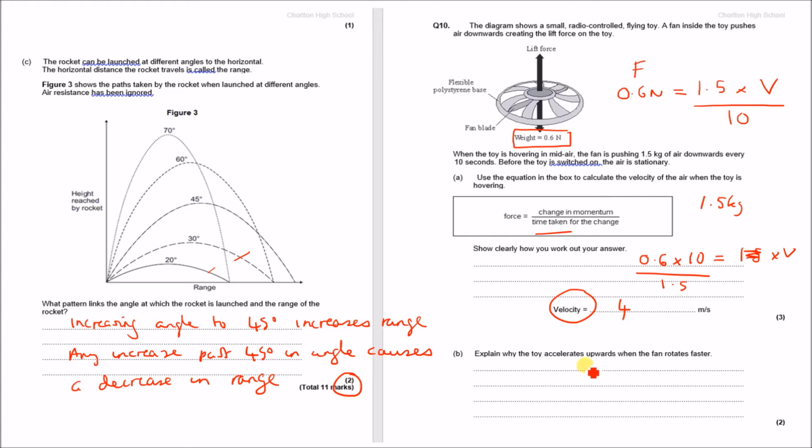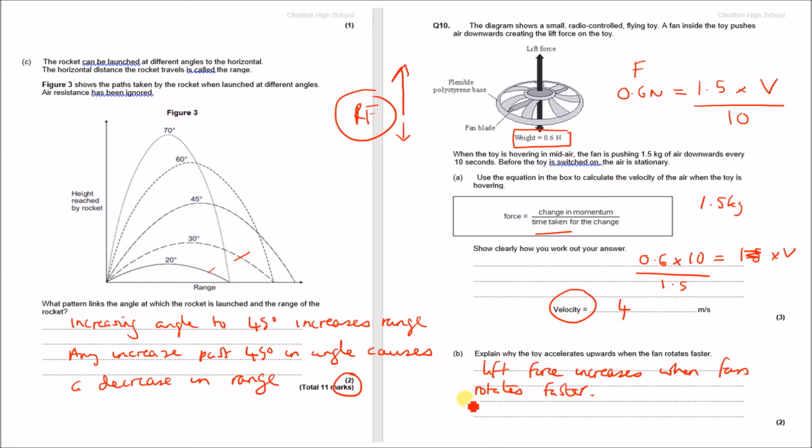Explain why the toy accelerates upwards when the fan rotates faster. If the fan rotates faster, it's going to generate a larger lift force. So the lift force increases when the fan rotates faster. Why is this important? Well, if you have a greater lift force than you have a weight, what do you get? You get a resultant force, and if you have a resultant force, you get acceleration.